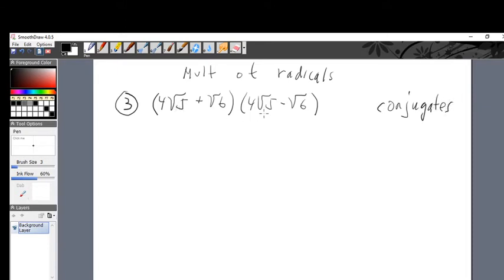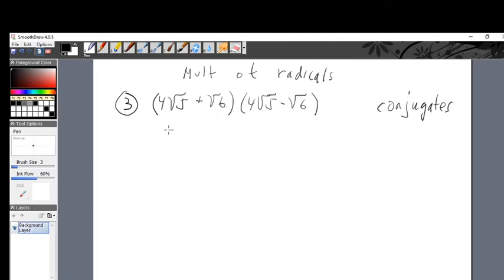This term is the same exact thing as this term. This second term in the binomial is exactly the same as the second term in the binomial on the other side. The only difference is one has a plus in between the two terms and one has a minus. They are conjugates of each other, and it's going to make a huge difference in what's going to happen next. So let's go through this routinely. There's nothing super special going on here as far as working it out.